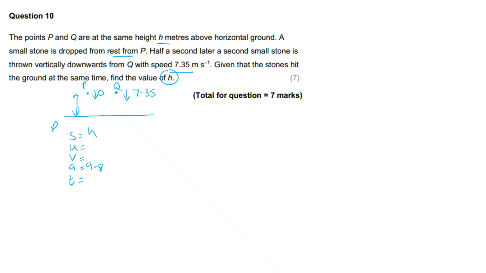For P, the initial velocity will be 0. We don't know the final velocity, and we're just going to call the time t. For Q, if we do the same set of equations, S is h, they're both traveling the same distance. 7.35 is the initial velocity. We don't know the final velocity. The acceleration is 9.8. And then in relation to this t, Q is going to be traveling half a second less, so that's going to be t minus 0.5.